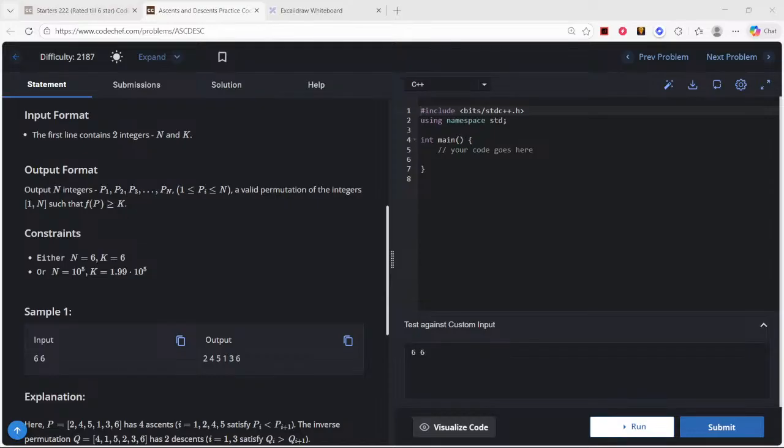So P_i is less than P_{i+1}, right? Of summation, like i is equal to 1 till n minus 1, right? And Q_i is greater than Q_{i+1}, right?